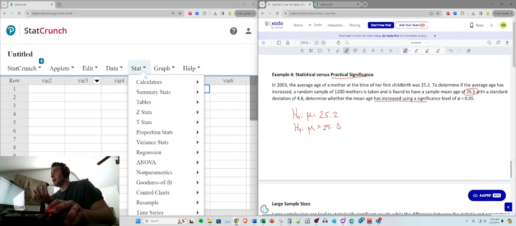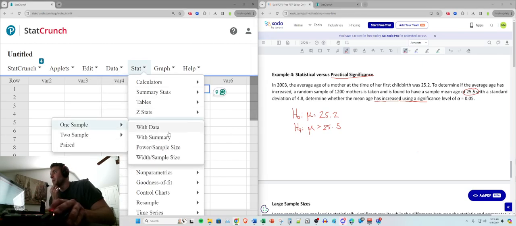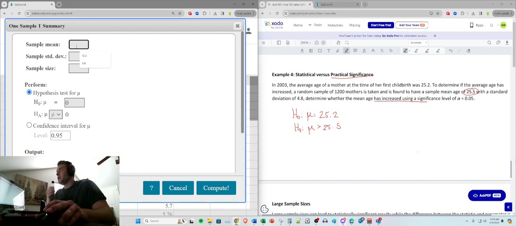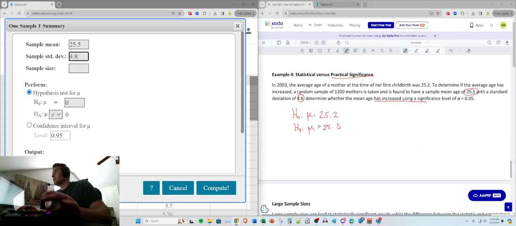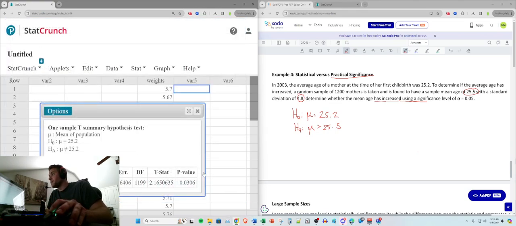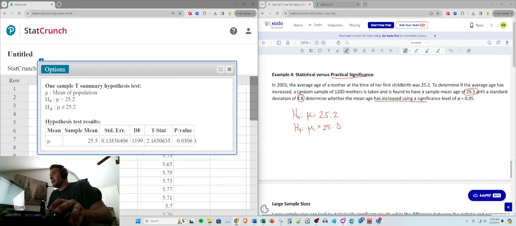So we're going to do our T-stat, one sample, and we have the summary now. The sample mean we got was 25.5, and they tell us the standard deviation is 4.8, so that goes here. They took a huge sample size, 1,200. And they're trying to show that it's different from 25.2. Now we'll hit compute. And so, yes, they did, even though it wasn't too far of a difference, we did get a p-value that's greater than.